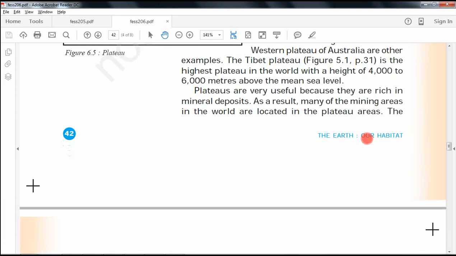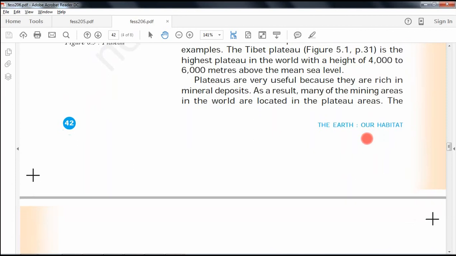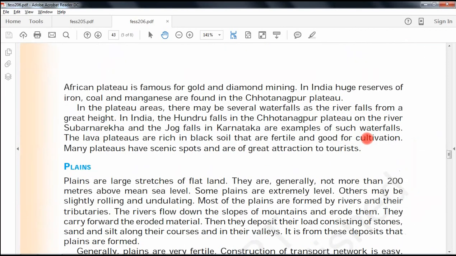Plateaus are also very useful because they are rich in mineral deposits, because a lot of rocks will be there. So a lot of mineral deposits will be there. Many of the mining areas in the world are located in plateau areas only. The African plateau is famous for gold and diamond mining. In India, huge reserves of iron, coal, and manganese are found in the Chota Nagpur plateau.